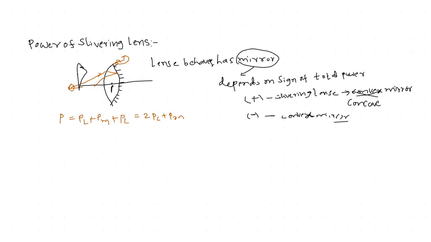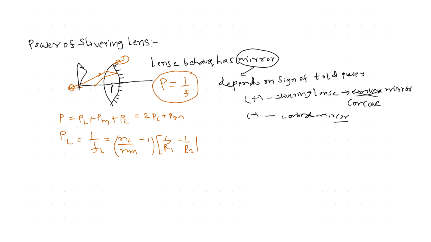And we know the power is 1 by F. So the power of a lens is equal to 1 by F of the lens, that is equal to (NL by NM minus 1) into (1 by R1 minus 1 by R2).